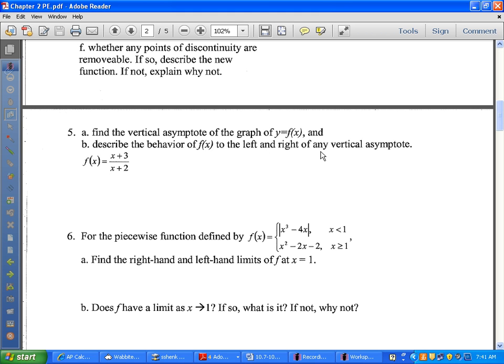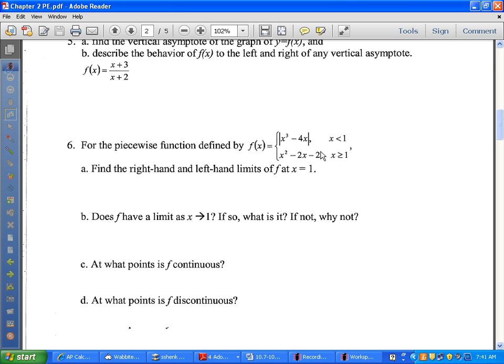So they just want you to find the limit as x approaches -2 from the left and as it approaches from the right. And what you just need to verify is that they're going off to the infinities. So when we have a limit that's equal to infinity at x equals a, then that gives us that vertical asymptote. 6, we've got a piecewise function. They want to find the right-hand and left-hand limits as x approaches 1.